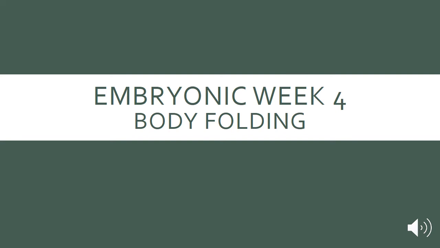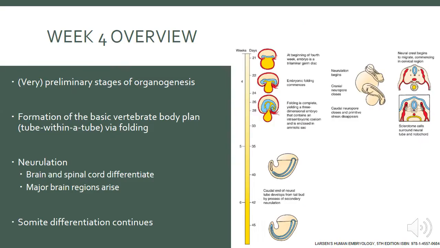All right, now we're going to address week 4, which is characterized by body folding, which will ultimately lead to the development of the vertebrate body plan. So, highlights for this week. We're going to see the very early stages of organogenesis. Not a lot that you're going to recognize as a fully formed organ, but we're starting these processes. We're going to see development of the tube within a tube body plan, which is the same across all vertebrates, and we'll talk about that.